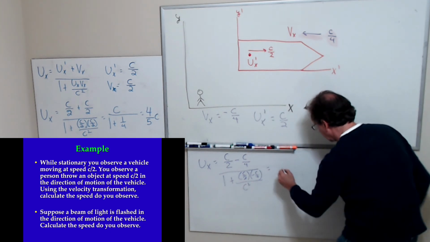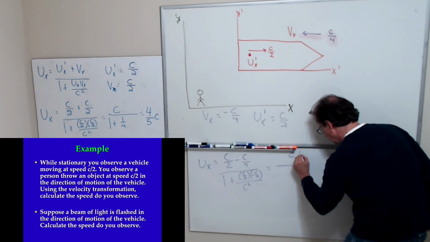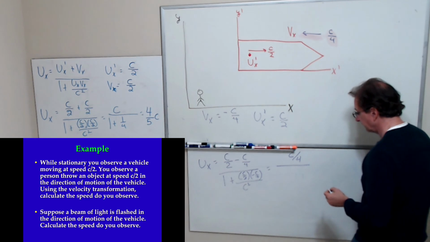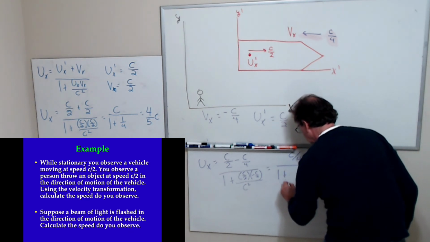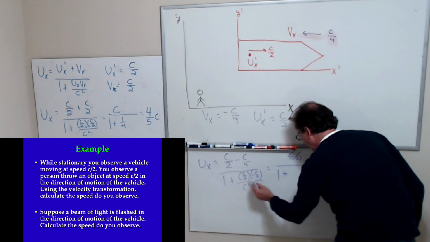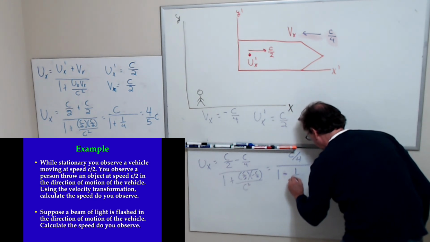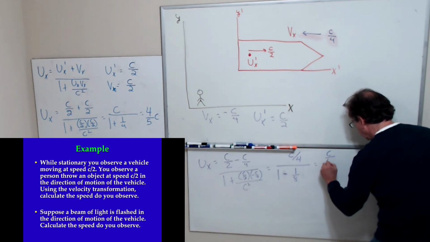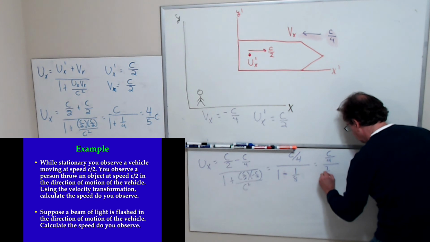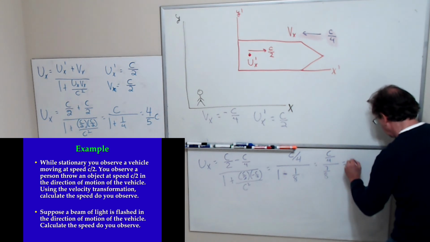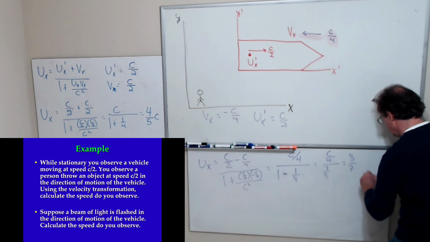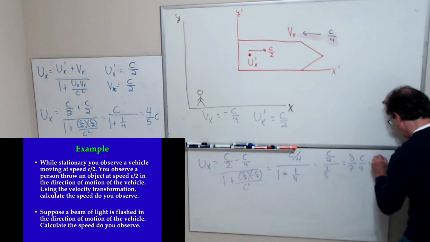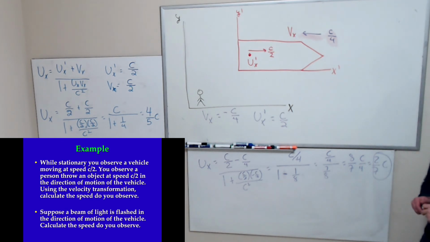The numerator is going to give us c over 4. The denominator is going to give us 1 minus 1/4 and a half, which is an eighth. So you're going to get c over 4 divided by 7/8. That's going to give you 8 over 7 times c over 4. And in this particular case, you'll get 2/7 c.